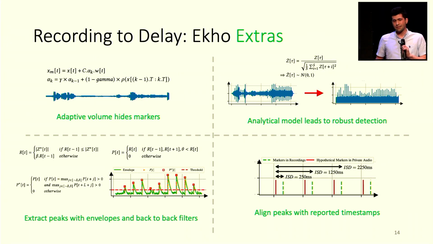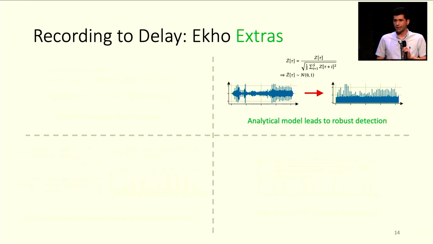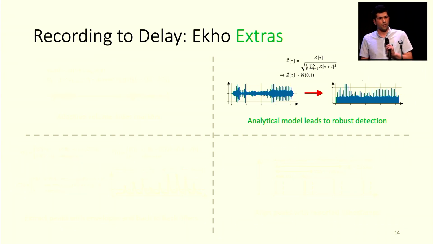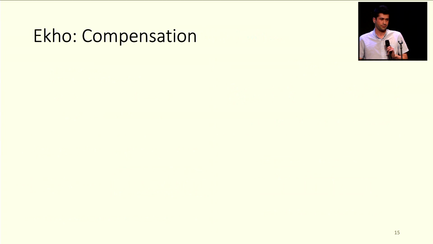There's a few extra pieces in the signal processing pipeline. I won't have time to talk about all of them. But what I do want to highlight is that Ekho is backed by an analytical model that lets you measure its confidence in each peak it detects. And that's why Ekho is robust to each distortion that we talked about.